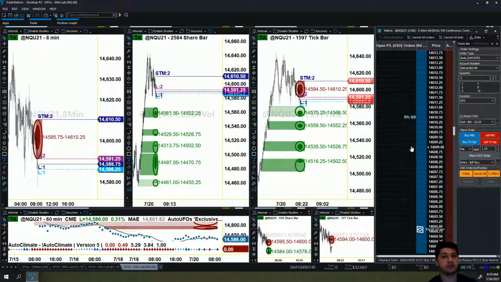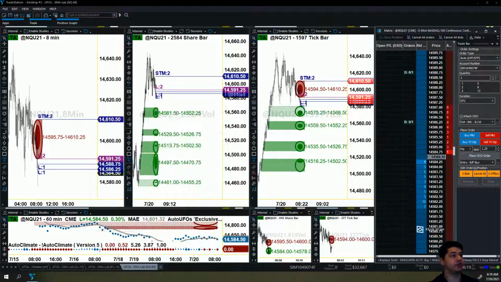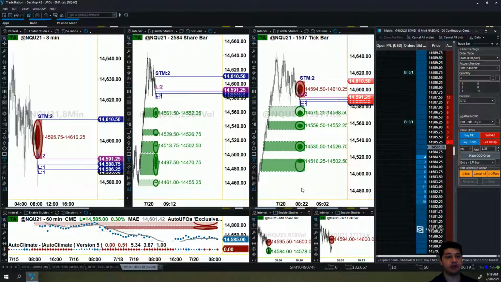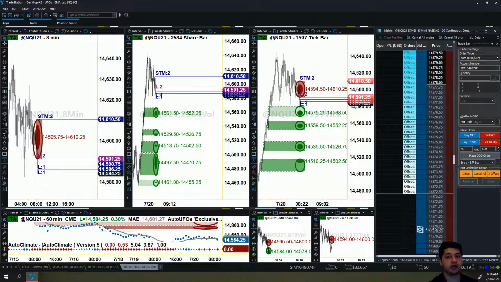All right, 610.50 is the stop. And now to calculate the actual T1, obviously we got to go 1-to-1. We're looking at 19.25, 19 points and a quarter. Okay, so minus 14,591.25, we're looking at 14,572 just for our T1. All right, so this is a little bit more of a riskier trade, so to speak, mainly because obviously we're looking at quite a bit of a move here.